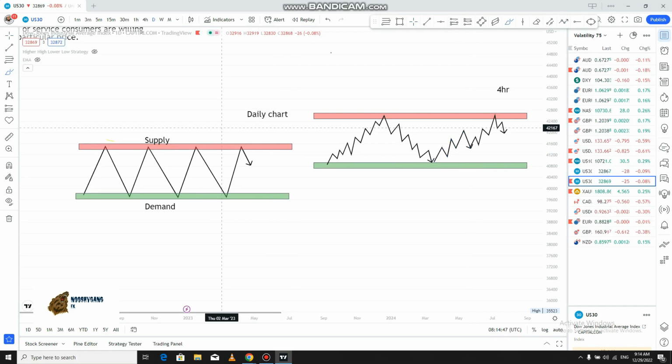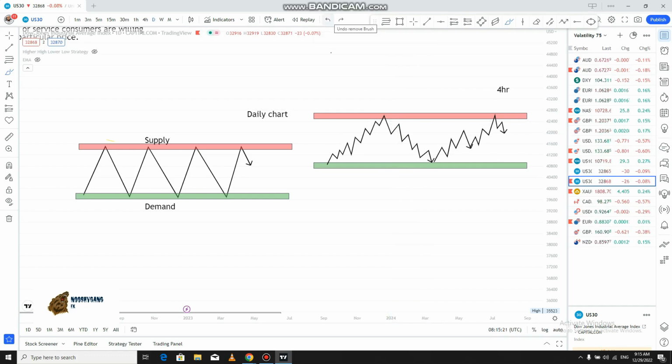Let's assume that this is the daily time frame, and then when you come down to a lower time frame like the 4 hours chart, you get to see something like this, where the market is making multiple higher highs and lower highs, and you have lower lows and lower highs in the market. So that's how the market moves.